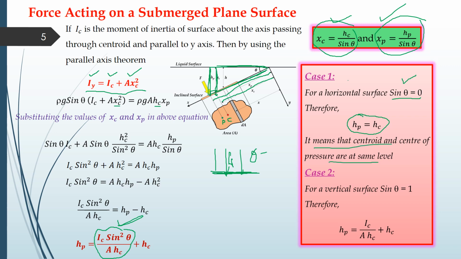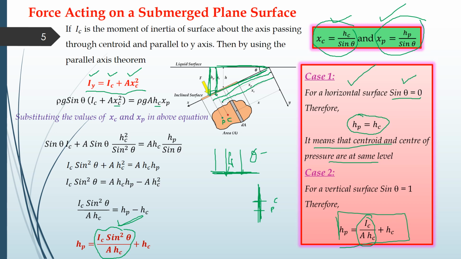On the other hand, if you take into consideration a vertical surface, where the surface is like this, then sine theta is equal to 1. We put the value into the equation again, and hp will now be Ic by A hc plus hc, which certainly means that at some point we will have the centroid, and below it we will have the center of pressure. Likewise, as we have seen here, below this will be the center of pressure.